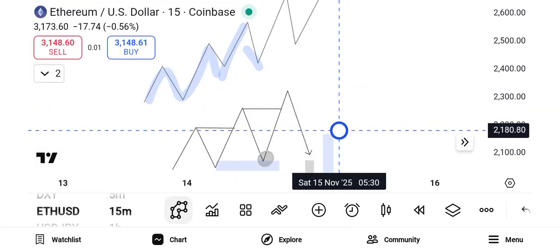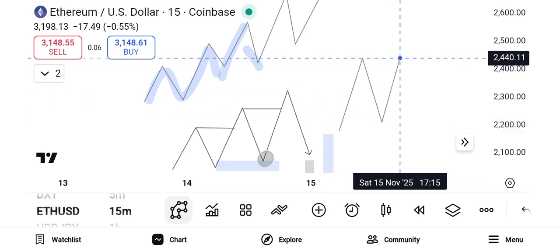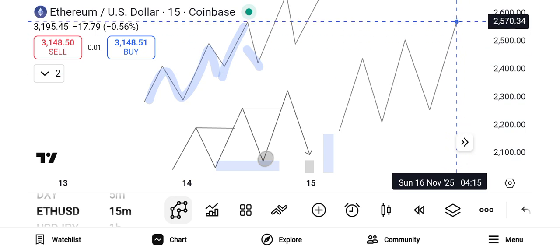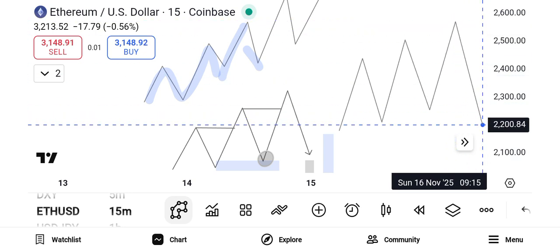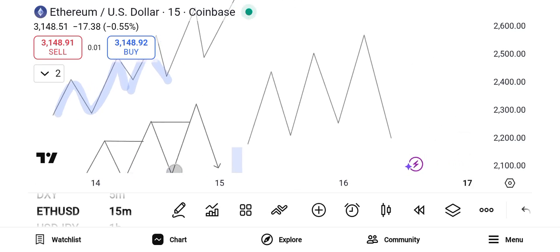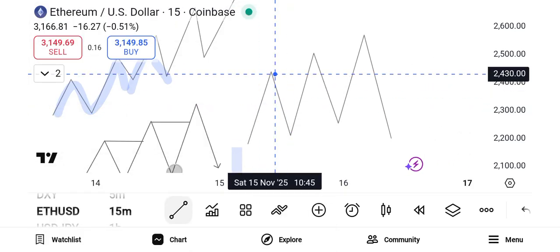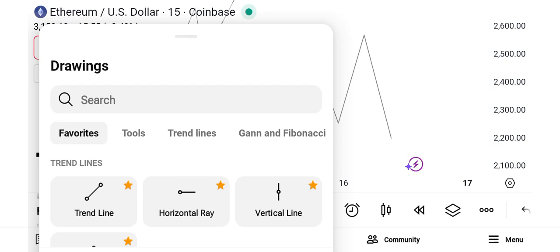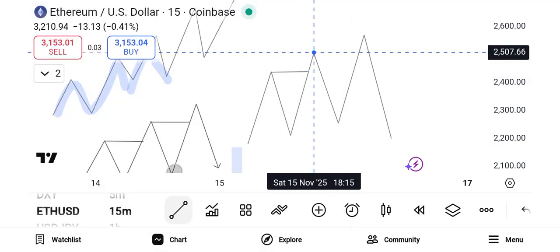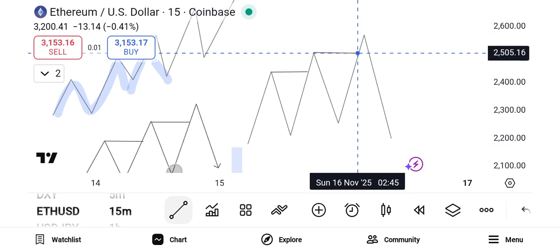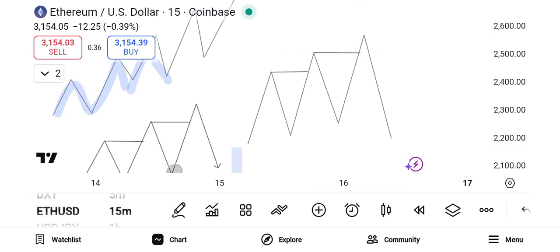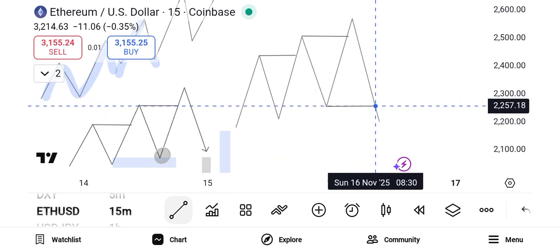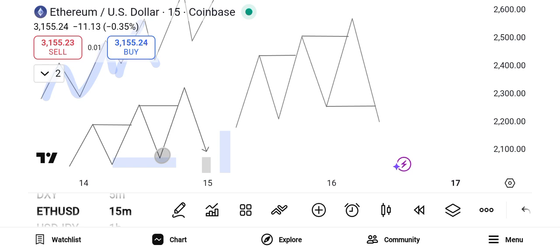This is an uptrend. Okay, we're going higher high, higher low, higher high, and what? Let me go deeper a little bit. This is a break of structure. This is also a break of structure. And this is a market structure shift.